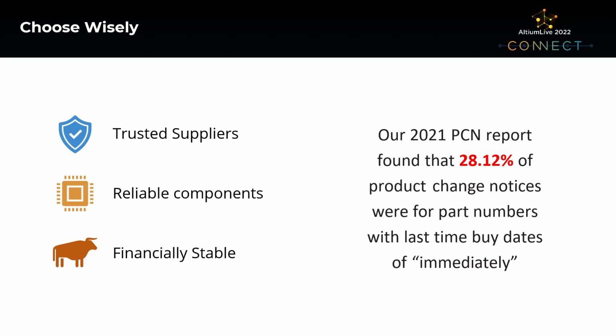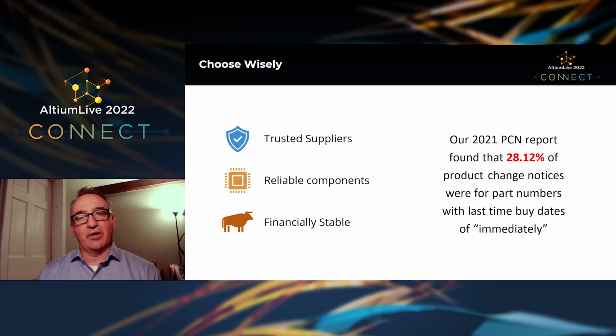We do a product change notification report every year. And in 2021, we found that 28.12% of product change notices were for part numbers with last time buy dates of immediately. Think about what that does to your design, right? Of the product change notices, more than 1 in 4 says, yeah, you got to buy that right now because we're not making it any longer, right?